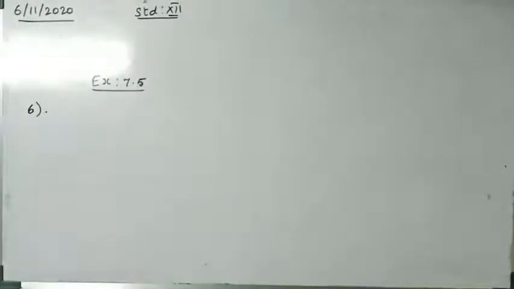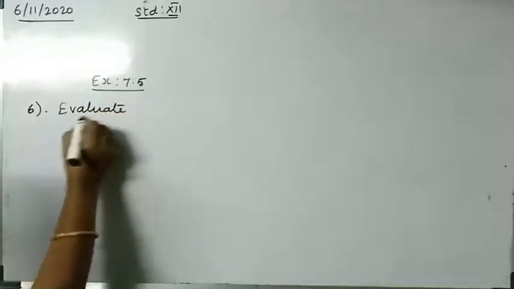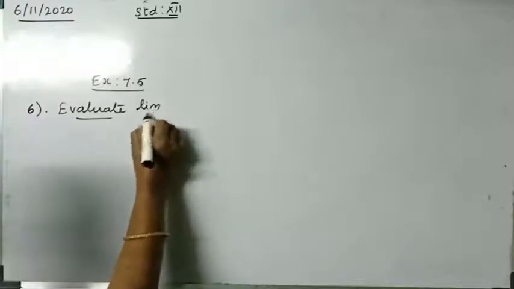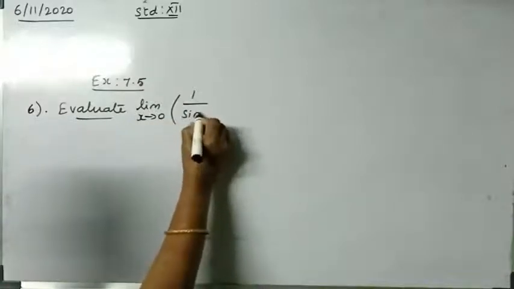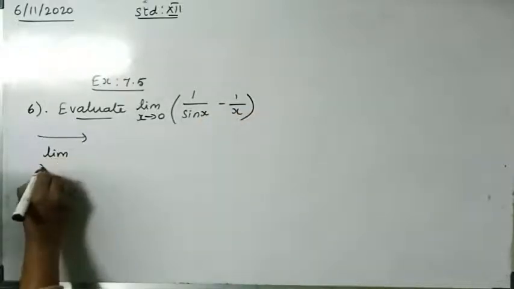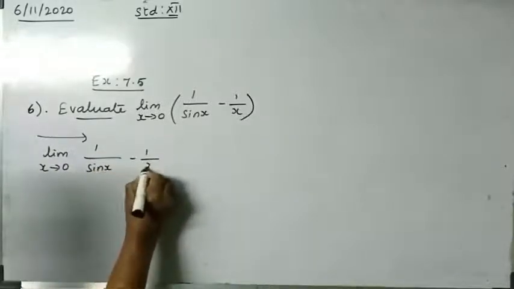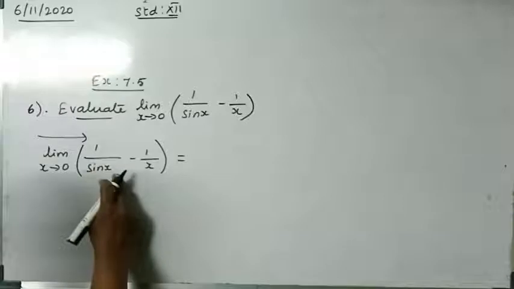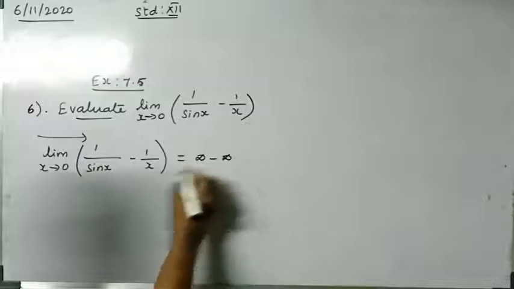Now question number 6, evaluate limit x tends to 0 of 1 by sin x minus 1 by x. Now first take the question. Limit x tends to 0 of 1 by sin x minus 1 by x. Now apply the limit. It is 1 by sin 0 is 0. 1 by 0 is infinity. Minus 1 by 0 is infinity. So infinity minus infinity form.